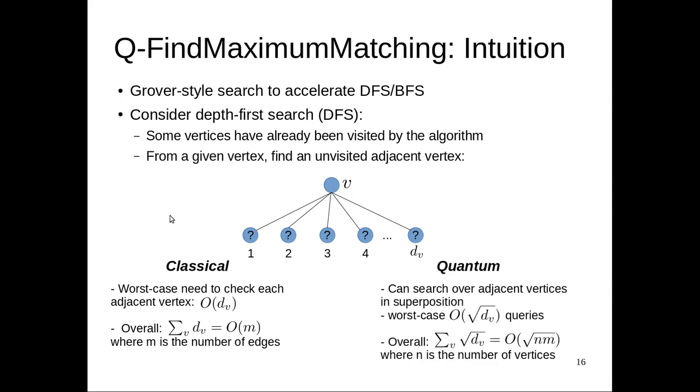In the quantum case, however, we can search over the adjacent vertices in superposition, thinking back to the Grover search explanation slides. So in the worst case, we only need on the order of square root of the degree of V queries to our oracle. And so overall, when we aggregate over all of the vertices, the complexity of this depth-first search is on the order of square root of nm, where n is the number of vertices, and clearly we can see that this is an improvement over the classical way of doing things. We can also show a similar result for breadth-first search.